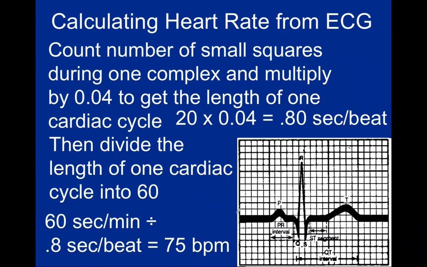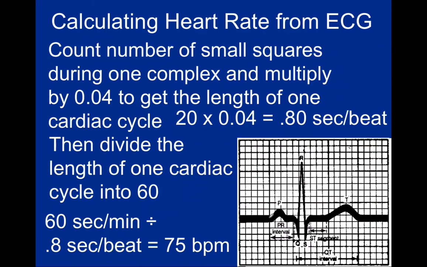But this first method is going to be the most accurate, and all you really need is a single tracing of one cardiac cycle. So the first thing that you're going to do is count the amount of small squares that are in one complex. One complex is one cardiac cycle. And you're going to multiply that number by 0.04. That's basically going to show us how much time it took for one cardiac cycle to take place.